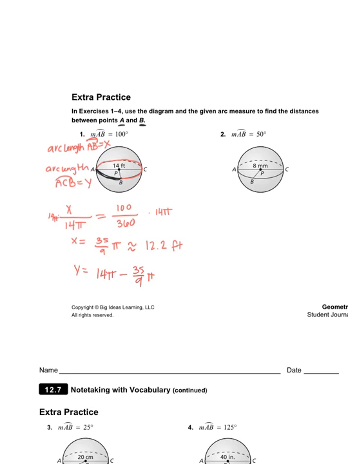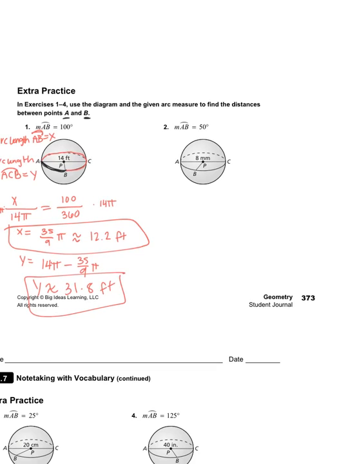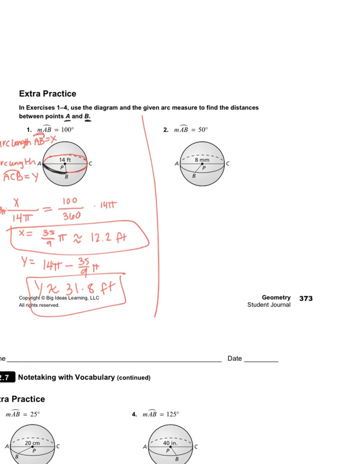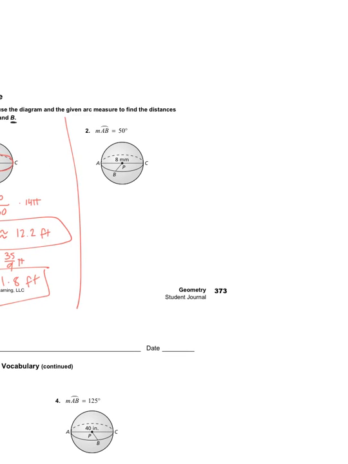So when you plug this into the calculator, you get y is approximately 31.8 feet. So these are the two different distances, the two possible distances between A and B. So let's do the same thing with question 2.